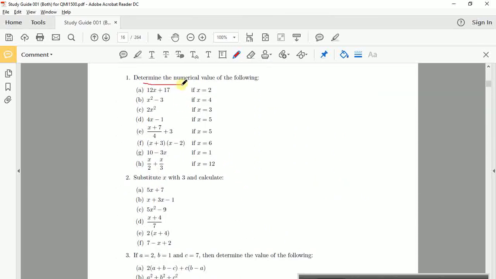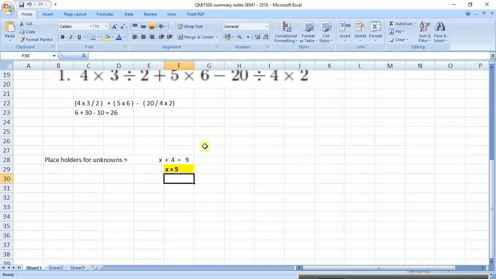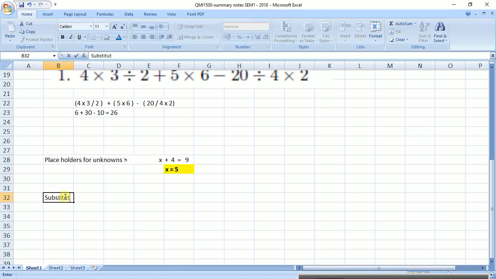Determine the numerical value of the following. What are they doing? They're telling you what x is. So they're giving you x and then you're asked to substitute. You can be asked to substitute a value in for the x, for the variable. Do you agree the variable is a placeholder for whatever you want to put in? Yes. It can be anything.